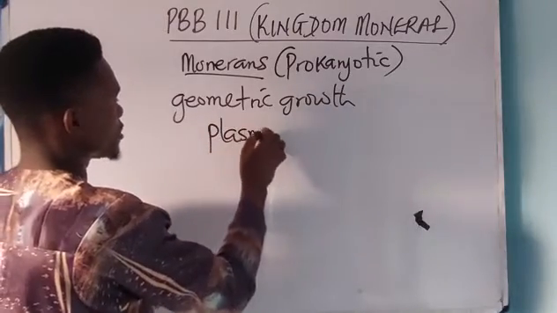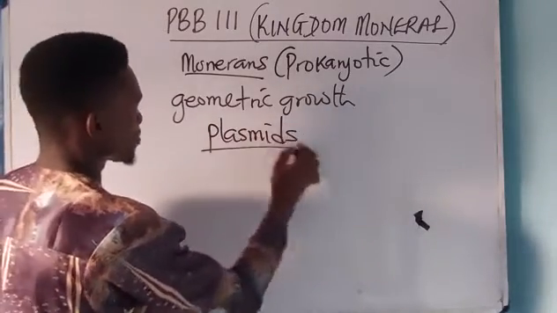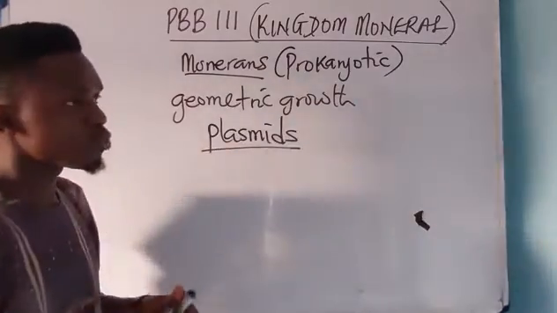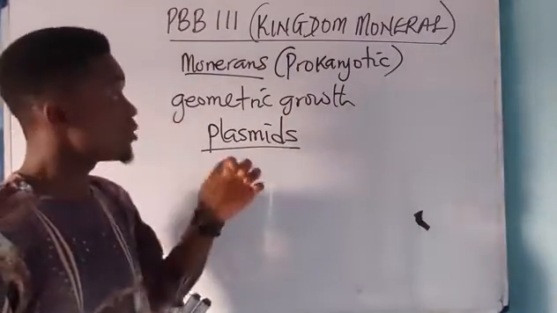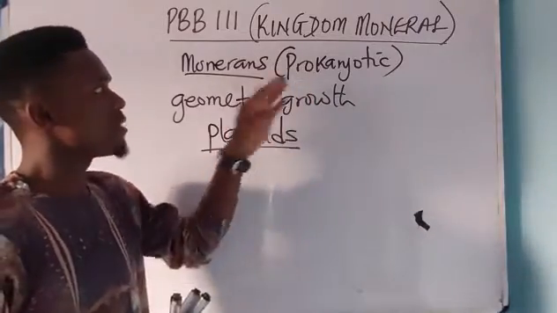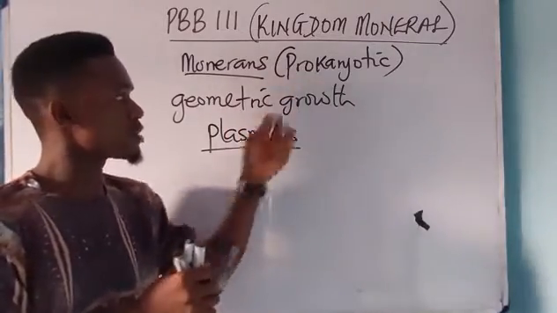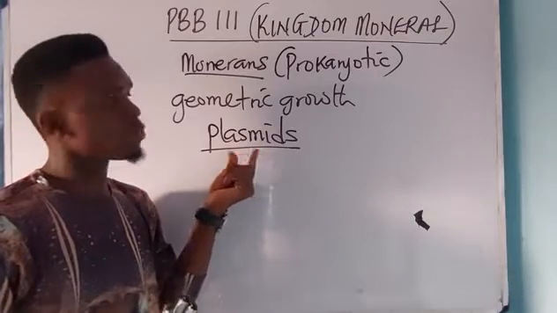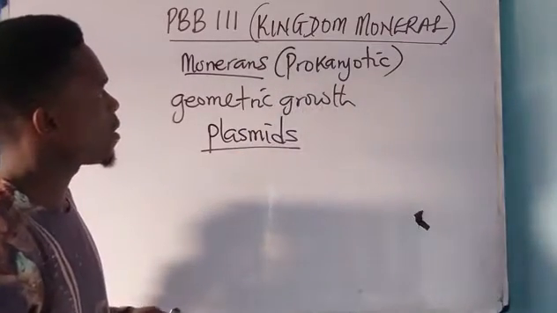And again, the prokaryotes, they have extra DNA called what? Plasmids. Take note of this. You are going to see this question. The extra DNA strand found in the chromosome of prokaryotes is called what? Plasmids. So please take note of that.